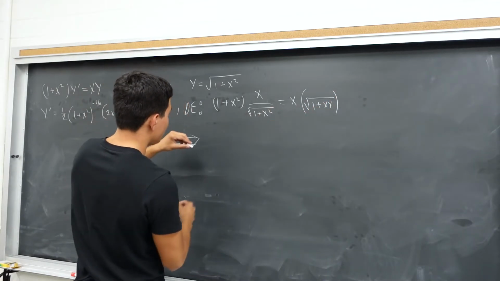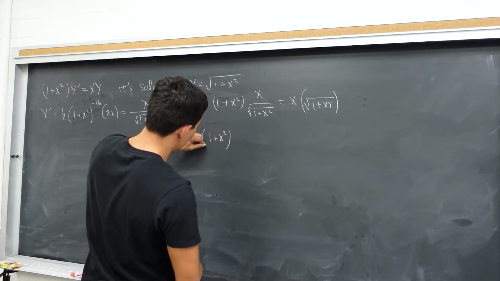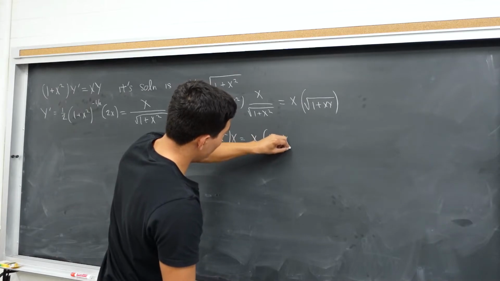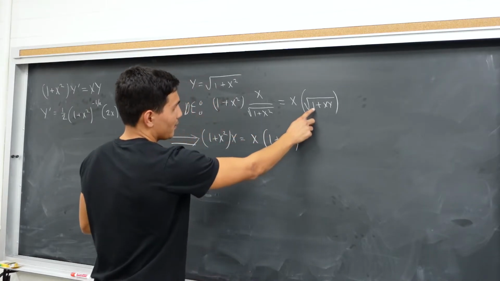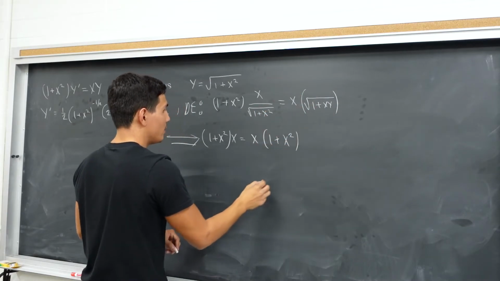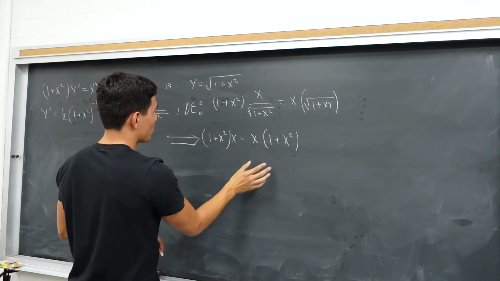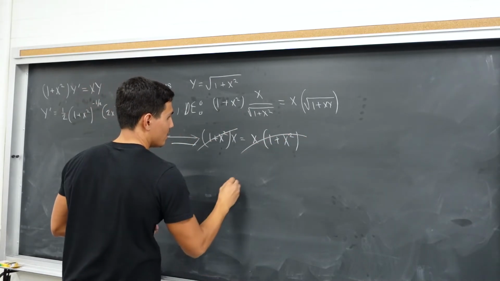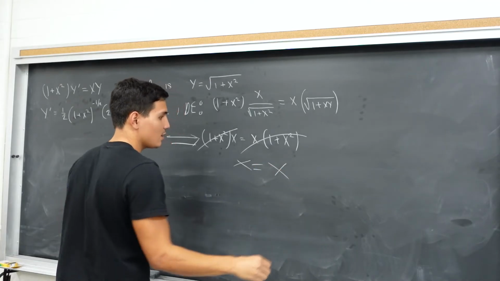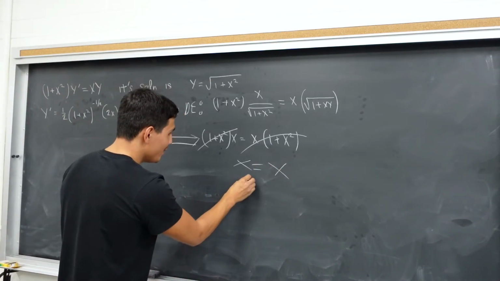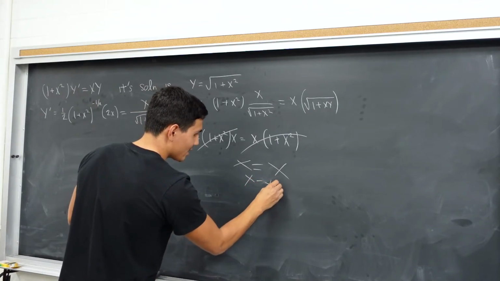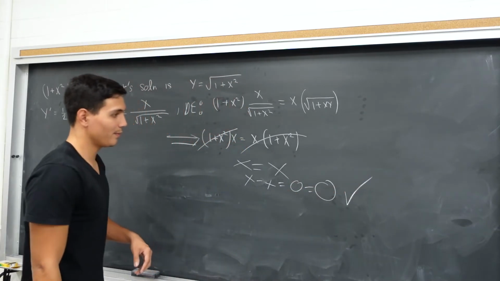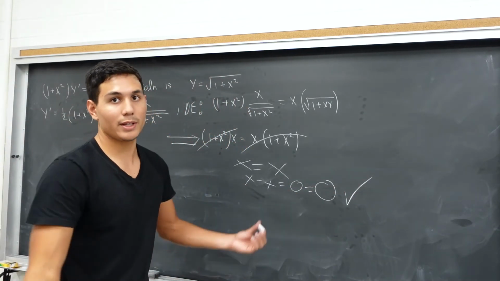Times this on the other side, right? 1 plus x squared. So x, if we times on the other side, is equal to x times 1 plus x squared. Square root times the square root gets rid of the square root. X times x, 1 plus x squared, 1 plus x squared. These are exactly the same thing. X is equal to x, right? And if you wanted to, you could go x minus x is equal to 0, which is equal to 0, which we 100% know. It's a solution. There we go.